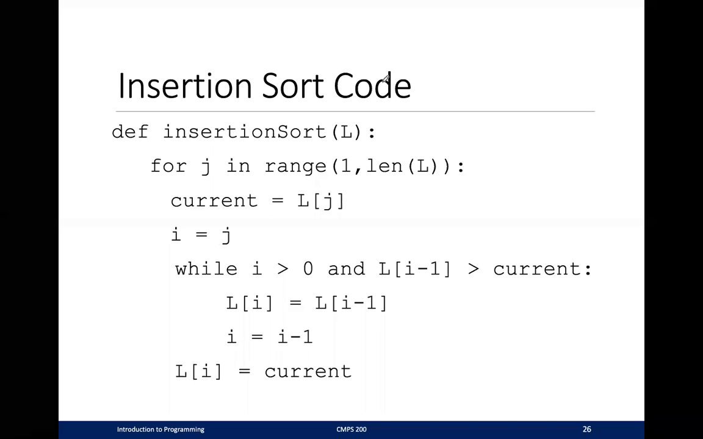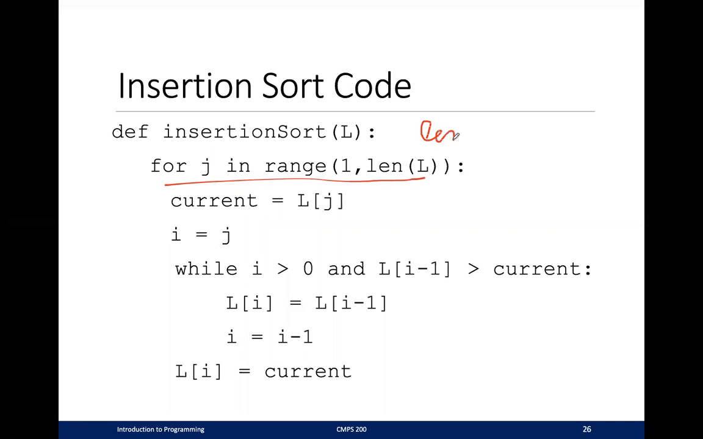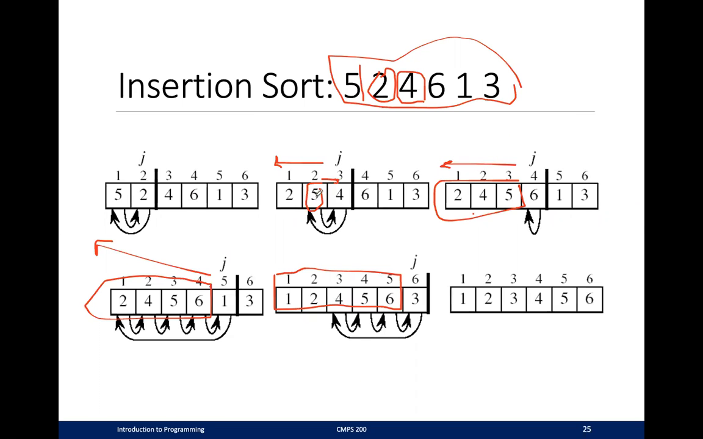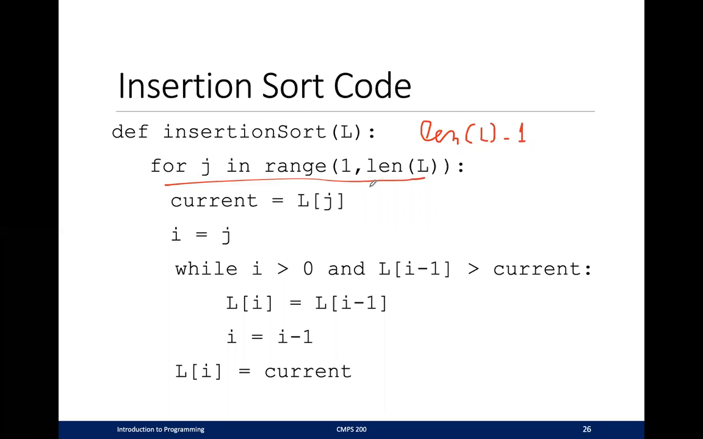So I'm going to loop basically a length of L minus 1 times. Why length of L minus 1 times? Because I assume the first element, since I have only one element on my left hand, is going to be in its right position. Okay, so I'm going to keep track of an element called current. That's the current element, the element that I'm looking at. So that's really going to be 5 in the first round, then 4 in the next round, then 6 in the next round, and so on.